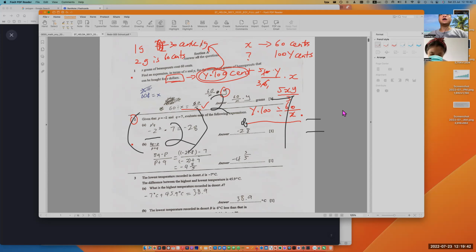That's your part A. What's wrong with part B? Part B, I mixed the number up. So it should be 7 times 8 plus -2.